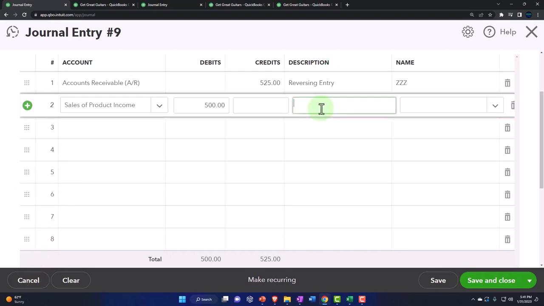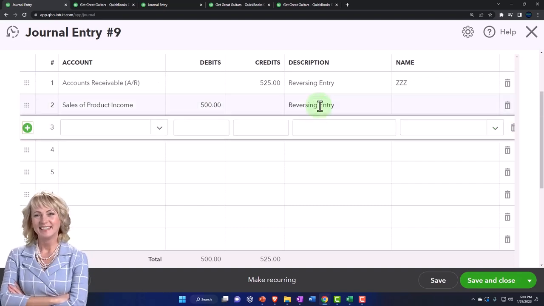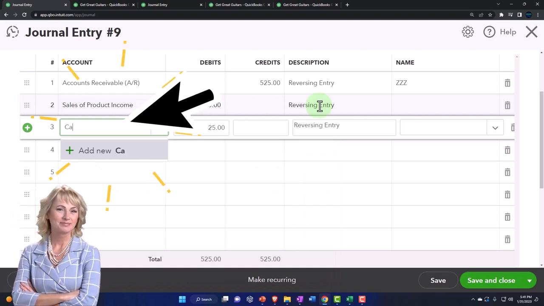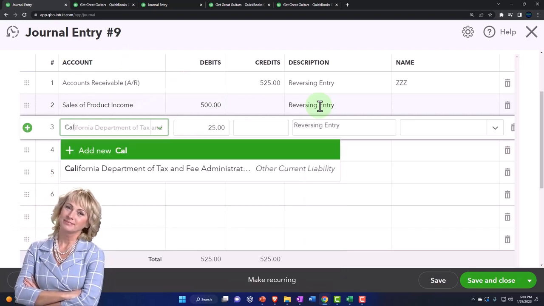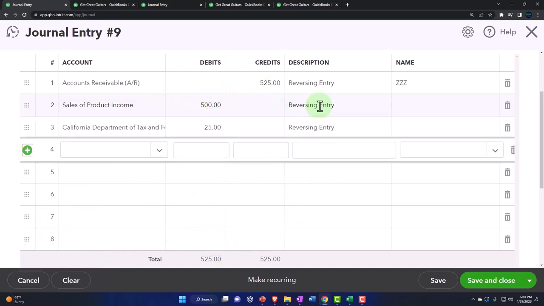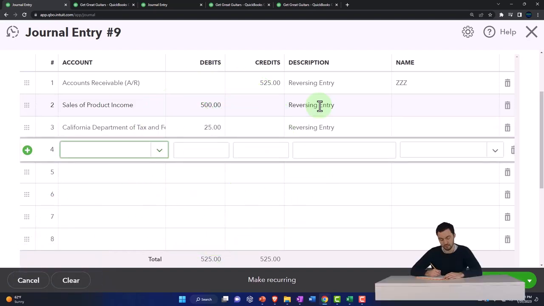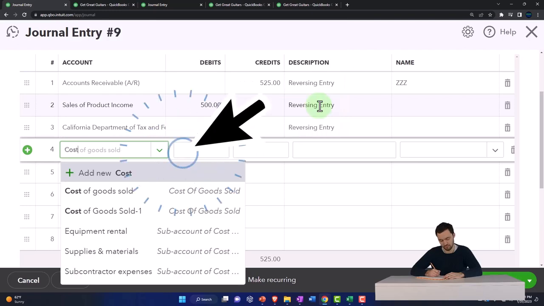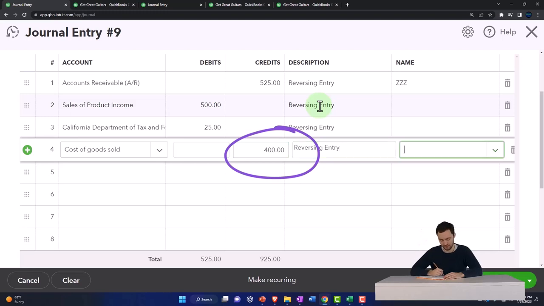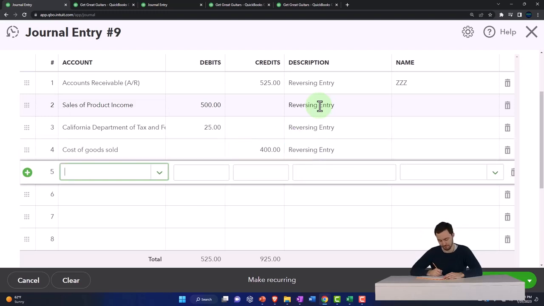Okay, here we go. And then the next one is gonna go to California Department, that's the sales tax payable. Okay, and that one should be good. And then we're reversing the cost of goods sold. This one should also look unnatural because cost of goods sold usually only goes up like all expense accounts. And now we're taking it down with a credit. It usually goes up with a debit. We're taking it down with a credit, but that's because it's a reversing entry.